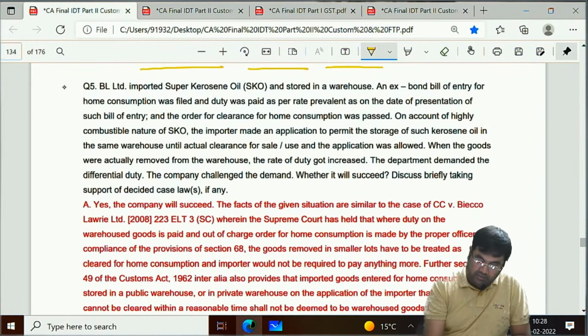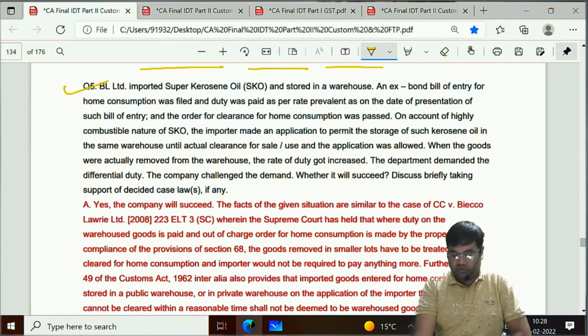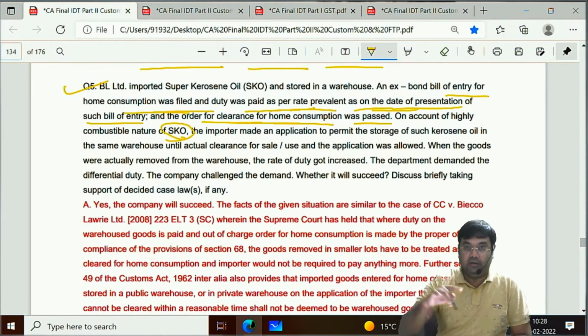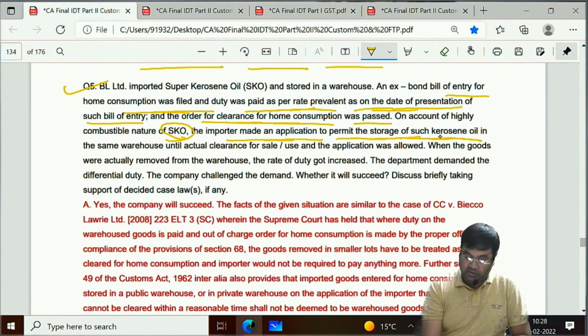Question 5. BL Limited imported super kerosene oil (SKO) and stored it in a warehouse. An ex-bond bill of entry for home consumption was filed and duty was paid as per the rate prevalent on the date of presentation of such bill of entry, and the order for clearance for home consumption was passed. On account of high volatility, remember SKO, it evaporates. The importer made an application to permit the storage of such kerosene oil in the same warehouse until actual clearance for sale or use, and the application was allowed.